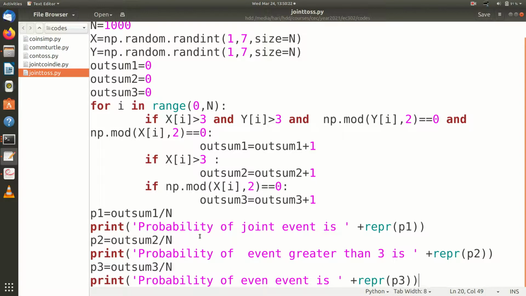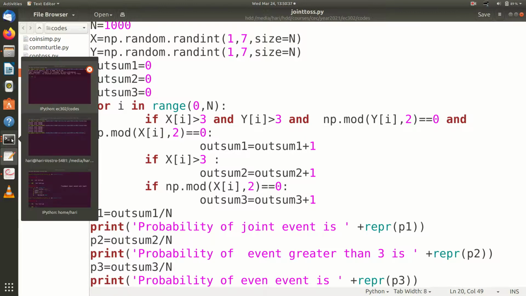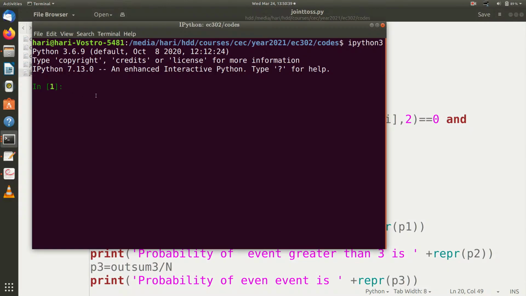So print these values, like probability of joint event is repr, whatever value of P1 is coming here, that will be printed here. That is the meaning of repr. I'll give you some separate sessions on Python programming. So until then you please follow these simple codes.